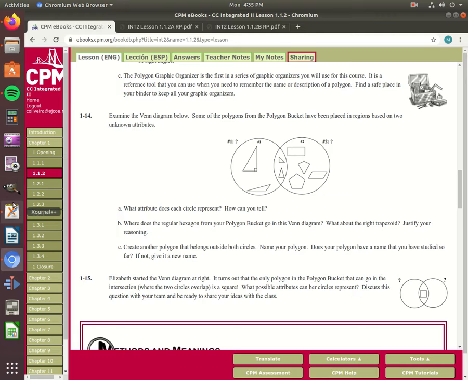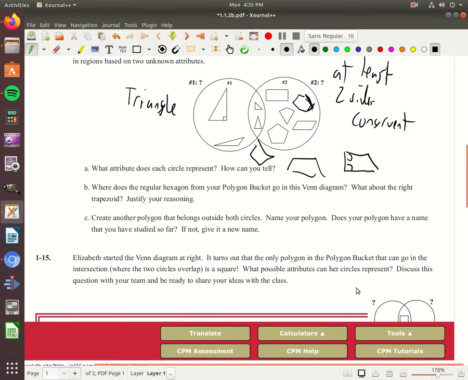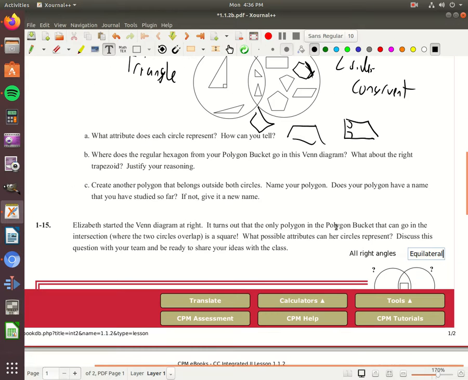So I would say one possible solution would be, what if we said that we have all right angles, but then it could also be a rectangle, right? So on this side, maybe we say equilateral. And remember, equilateral means all the sides are the same. So a rectangle couldn't be an equilateral. It has opposite sides the same, but not all the sides the same. So I think that's one possible solution for 15. There may be others, but that's the one that popped into my head.